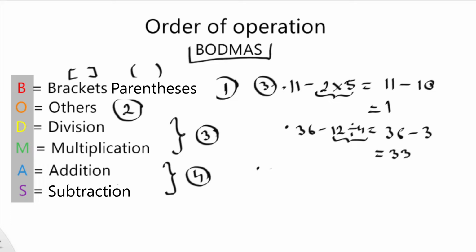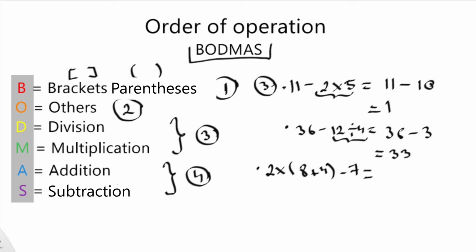Moving forward, let's try something a bit harder. 2 times 8 plus 4 minus 7.